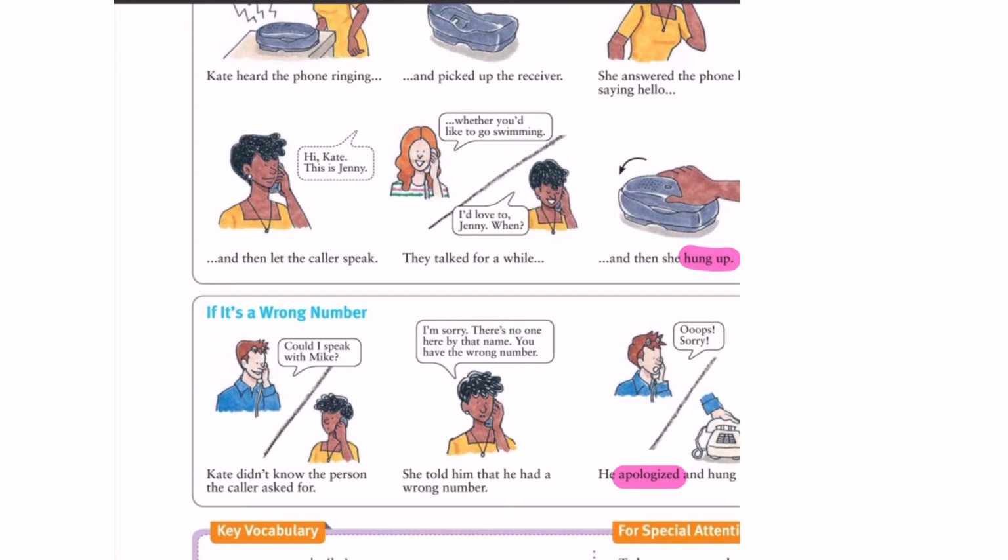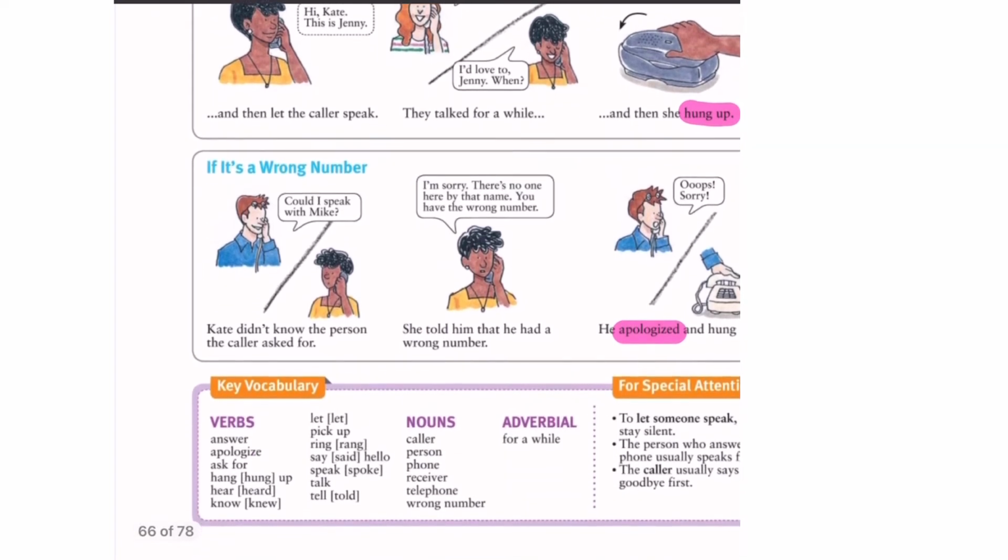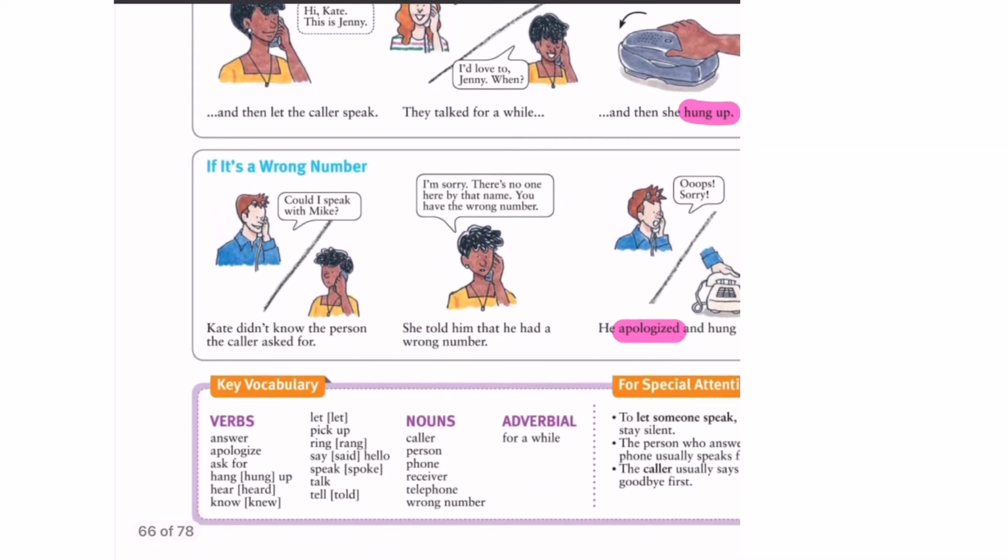If it's a wrong number. Kate didn't know the person the caller asked for. Could I speak with Mike? She told him that he had a wrong number. I'm sorry. There's no one here by that name. You have the wrong number. He apologized and hung up. Oops, sorry.